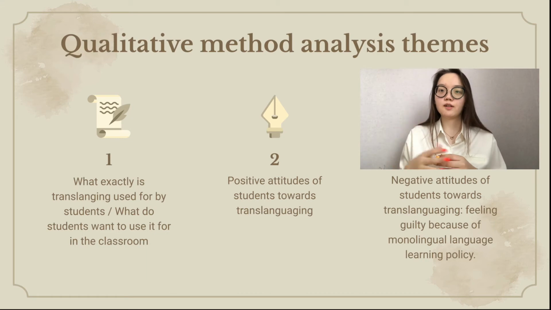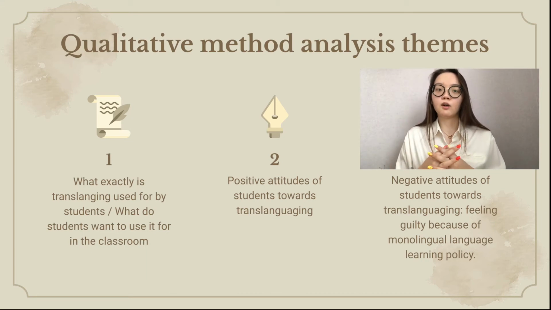Here you can see the qualitative method analysis themes. When interviews were conducted and transcribed, I divided them into several themes to analyze. There are 3 of them. The first one is what exactly translanguaging is used for by students and what they want to use it for in the classroom. The second theme was positive attitudes of students towards translanguaging, and the third one, negative attitudes of students toward translanguaging, feeling guilty because of monolingual language learning policy, for example.